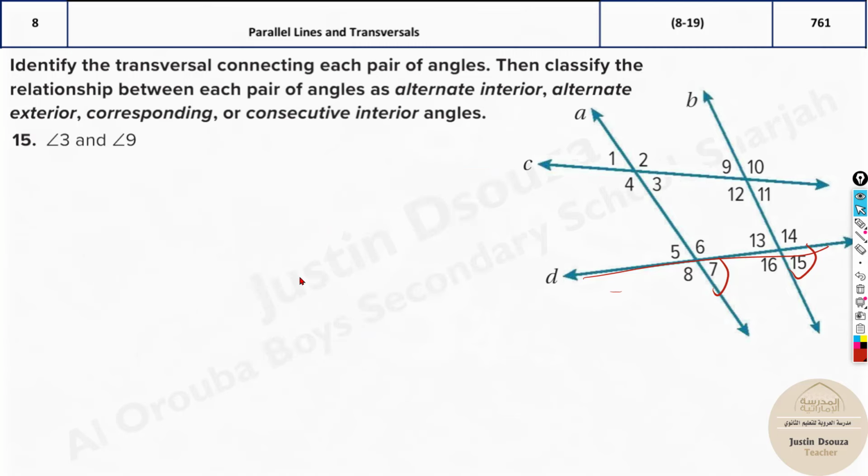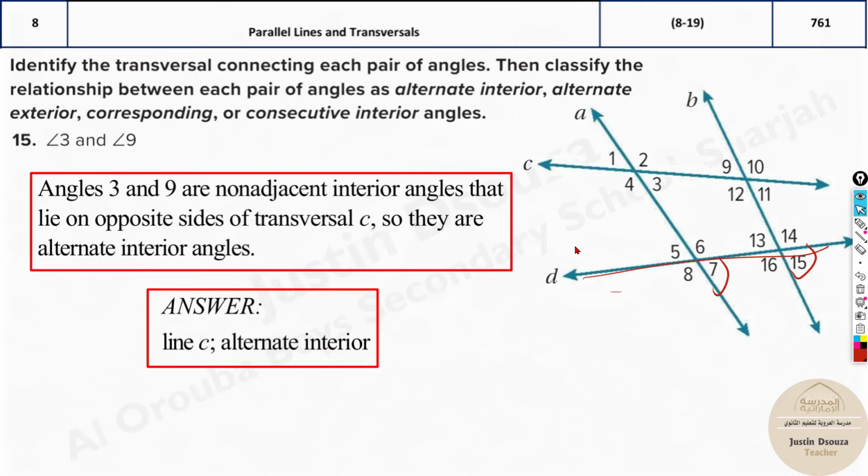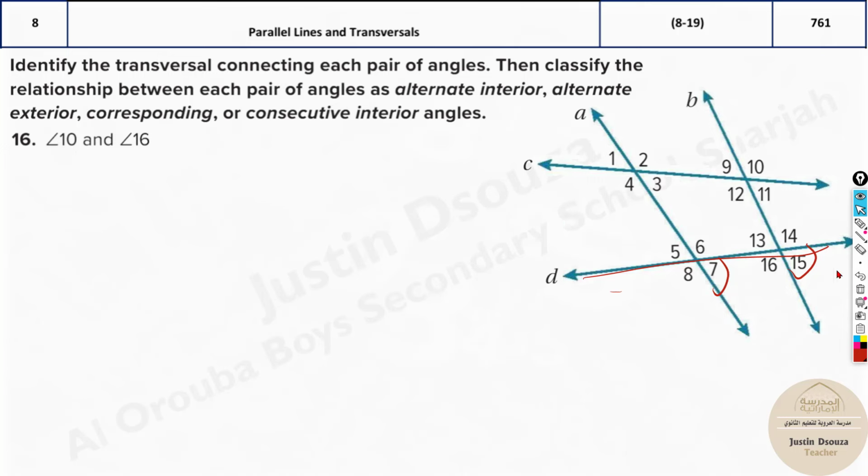That's the thing. And what about 3 and 9? 3 and 9 is alternate interior because they're inside A and B, right? The transversal is line C again. What about 10 and 16? 10 is over here. 10 and 16. They are outside, exterior. See, C and D lines, exterior angles. Transversal is line B, exterior alternating.